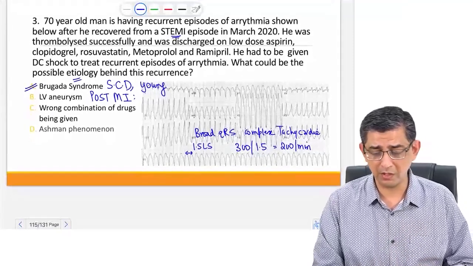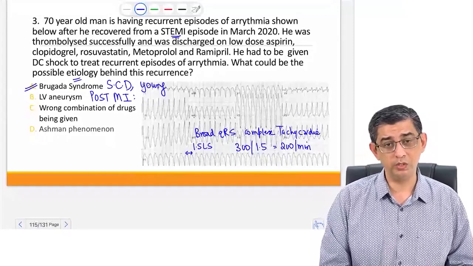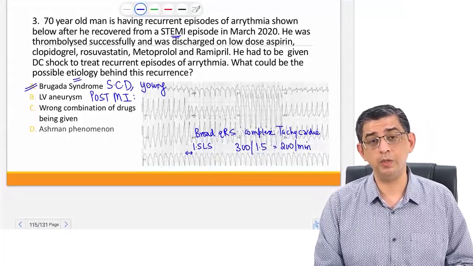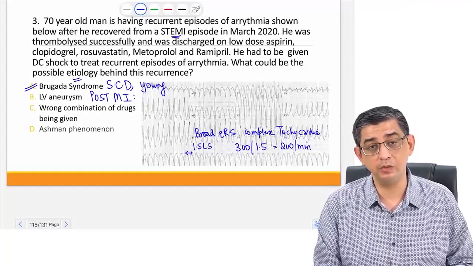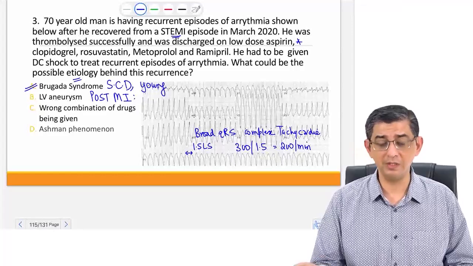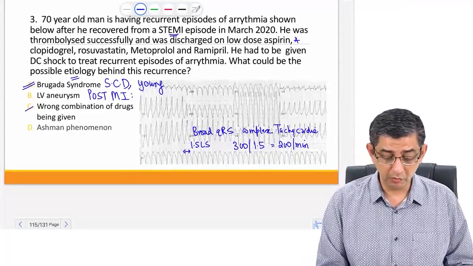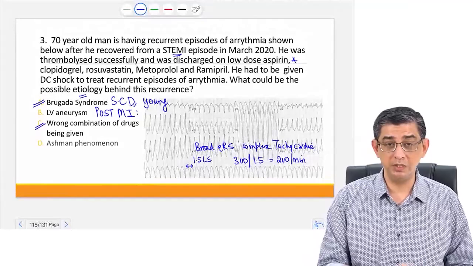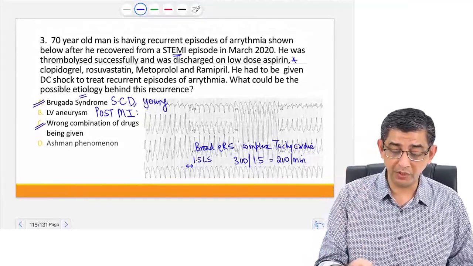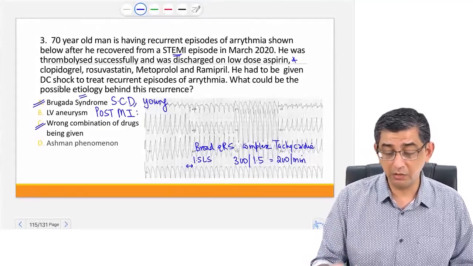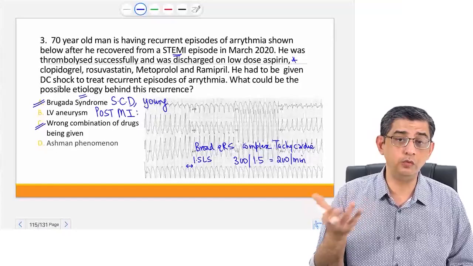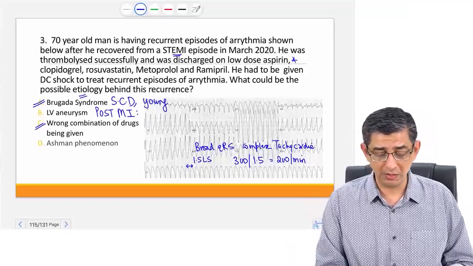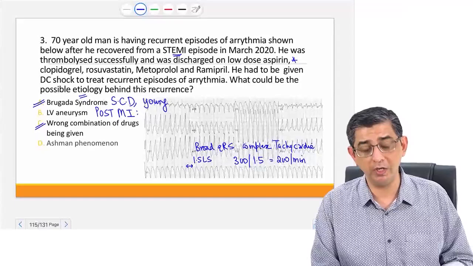C says wrong combination of drugs given. So let me read the drugs again. Low dose aspirin, clopidogrel, dual antiplatelet therapy, rosuvastatin, metoprolol, ramipril. See, he has already recovered from a STEMI episode, so giving him dual antiplatelet therapy is the right thing to do. It is unlikely that the medications are contributing to these recurrent dizziness episodes, because even if he was given, let me say, nitroglycerin or NTG, in this particular question, I could have thought that nitroglycerin overdosage could contribute to hypotension, and thereby this person could be having some issues. So C and A can straight away be ruled out. You are left between B and D.